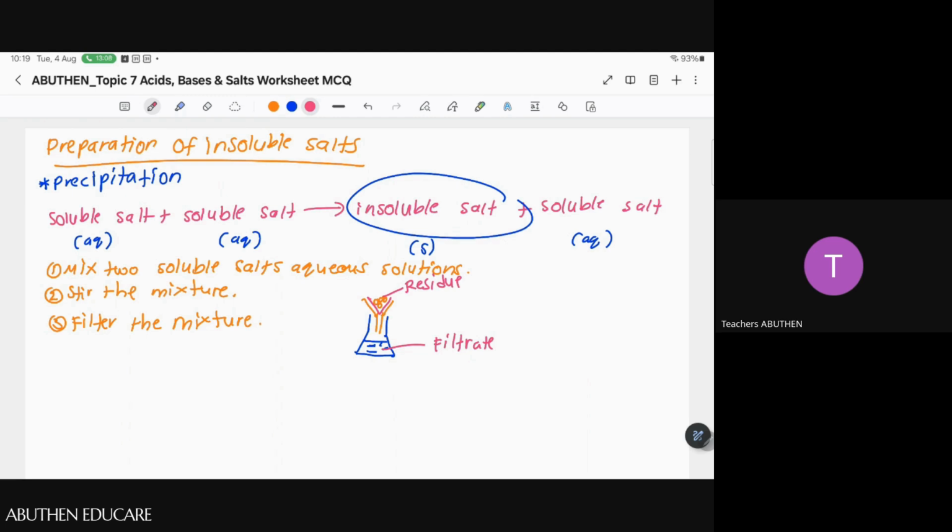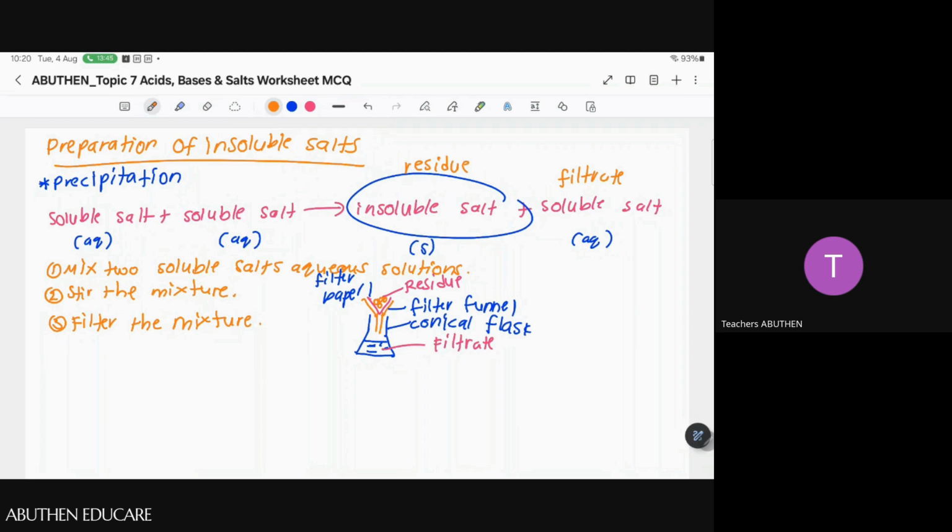Of course, in the exam also, it's good practice for you to label this is a filter funnel and this is a filter paper. Conical flask for this. If you notice in the general equation that I wrote just now, we have insoluble salt and soluble salt. Insoluble salt will be the residue and soluble salt will be the filtrate. Since now we are preparing insoluble salt, we are more interested in the residue.